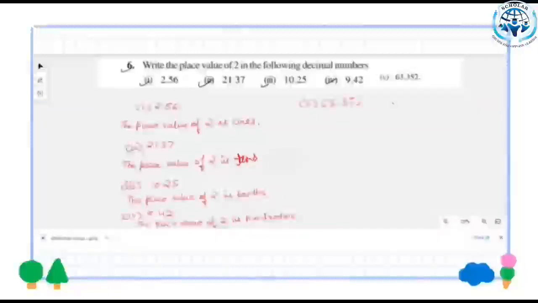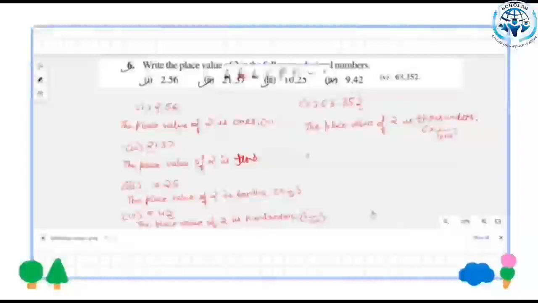The fifth part is 63.352. Now, the place value of 2 is tenths, hundredths, thousandths. 3 is 1 by 10, 5 is 1 by 100 and 2 is 1 by 1000. So, the place value of 2 is thousandths. I am writing in brackets so that you can understand well. I am removing. You don't have to write in exam like this.